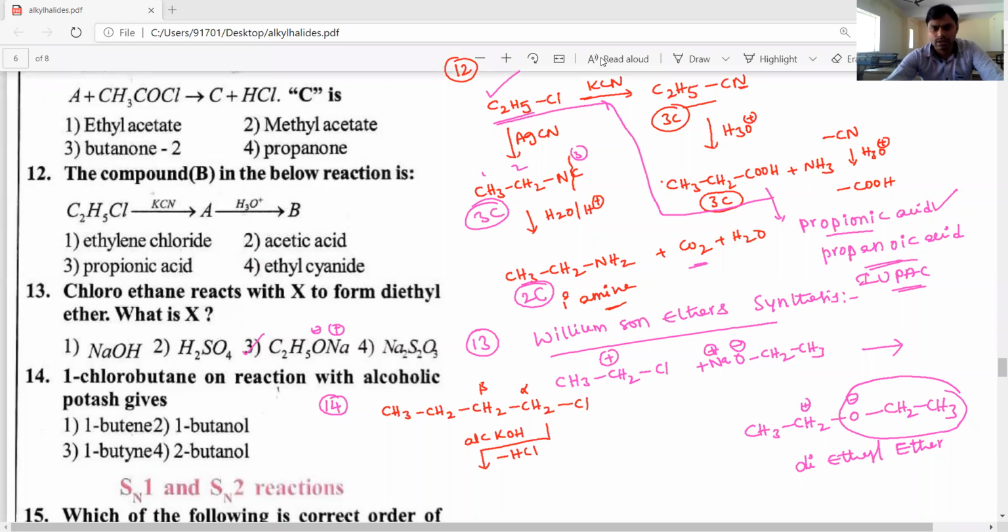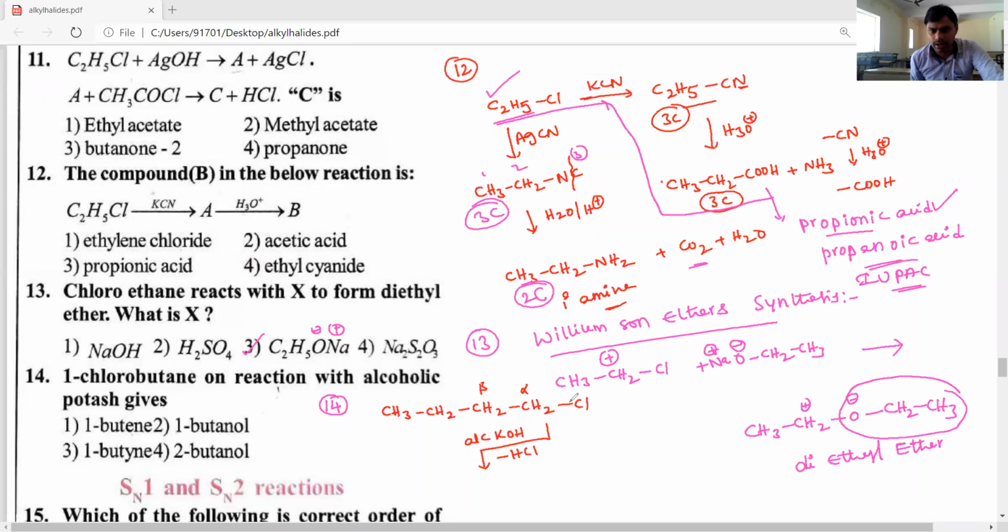Okay, so the beta hydrogen and alpha chlorine will be eliminated to produce alkenes. That is CH3-CH2-CH=CH2. What is this name? But-1-ene or 1-butane? So the answer is the first option.